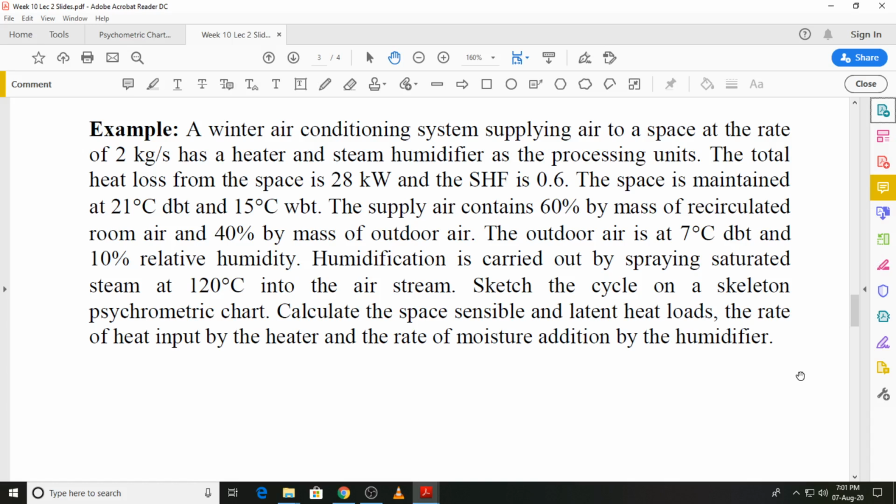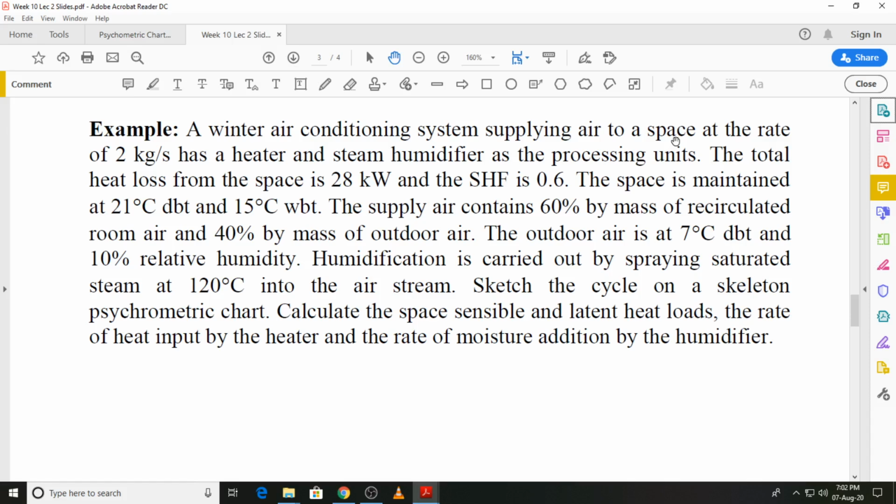So if you look at it, the space is being supplied with air at 2 kilograms per second, and this is 2 kilograms dry air per second. So if you are given the mass flow rate of air, it is kilogram dry air per second, and sometimes it is just written as kilograms per second. We have a heater and humidifier for the purpose of heating and humidification.